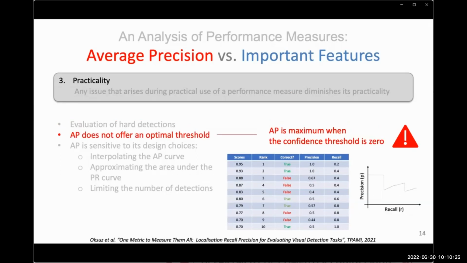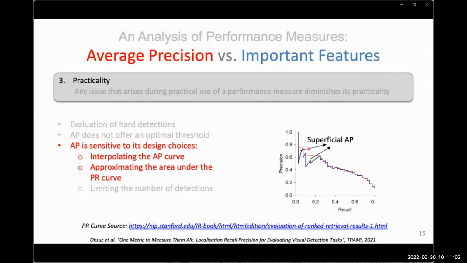Another practical issue with average precision is that it does not facilitate finding an optimal threshold for the confidence of detections. If you lower the confidence threshold, average precision increases because we go towards higher recall values and a larger area under the precision recall curve is covered. With a threshold of 0, all detections are included and average precision obtains its maximum value. Therefore, by looking at average precision values, we cannot determine the optimal threshold.